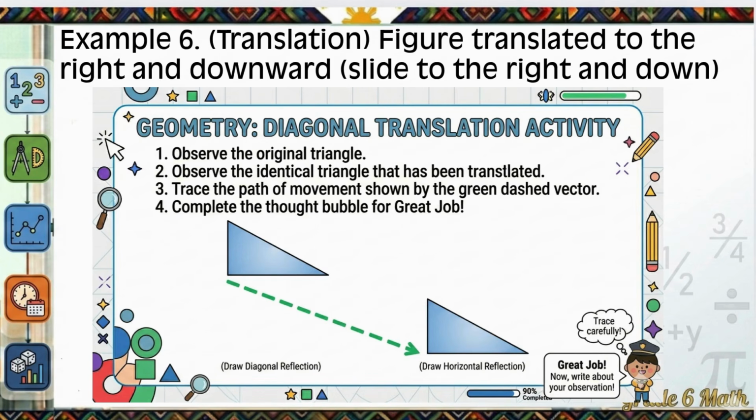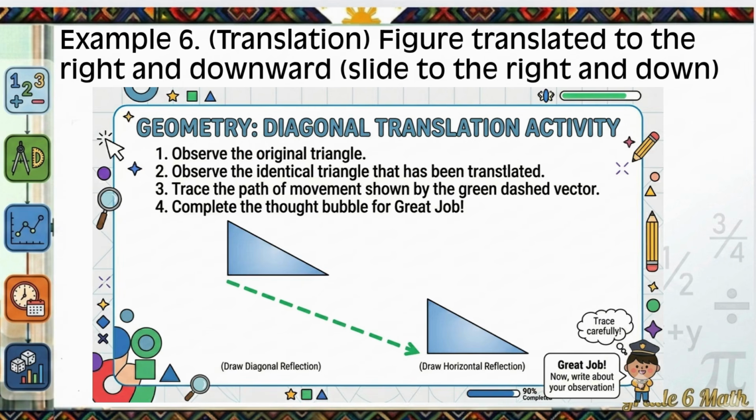1. What is a diagonal translation? Look at the green dashed arrow, we call that a vector. It shows us that the triangle didn't just slide straight to the right, and it didn't just slide straight down. It slid diagonally, like taking a shortcut across the park instead of walking around the perimeter.